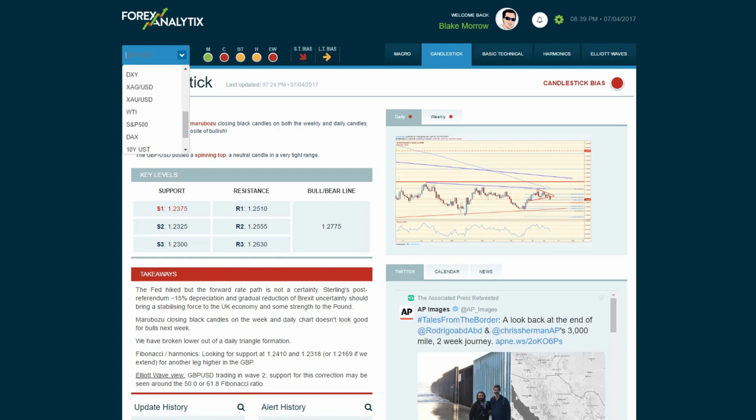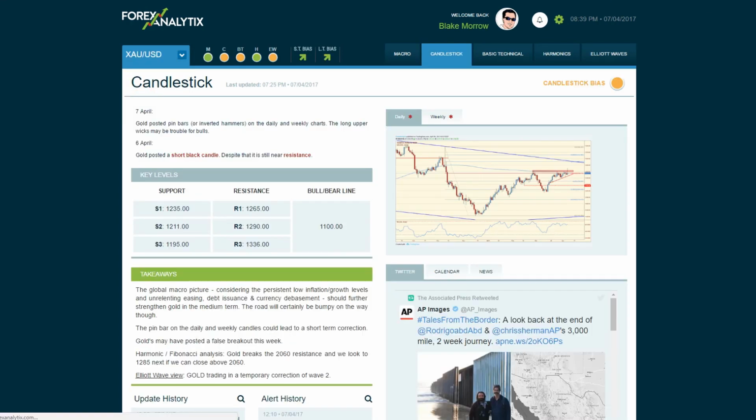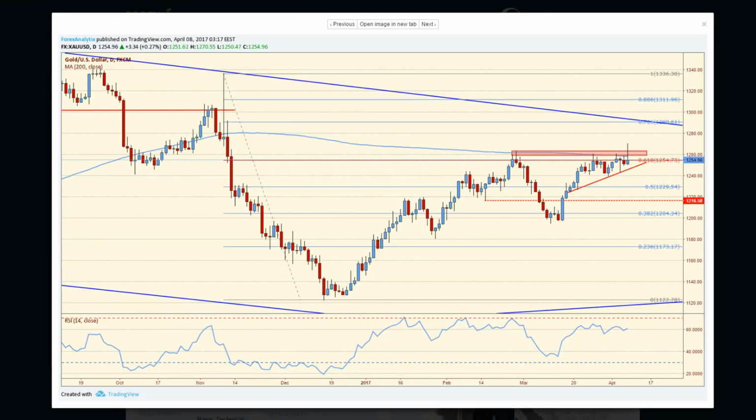Let's take a look at gold, and let's take a look at silver. If you look at the gold chart, this candle right here is an inverted hammer, pin bar, shooting star. It's got a long wick and a false breakout above the 200-day moving average. That false breakout usually will lead to a breakdown, so that's important to see with the gold market.